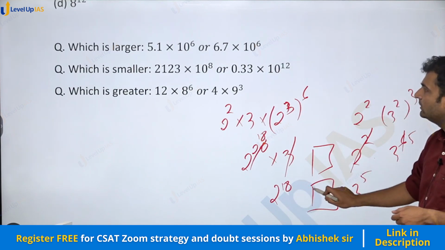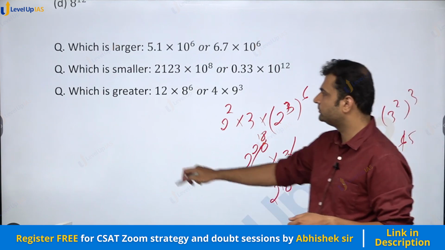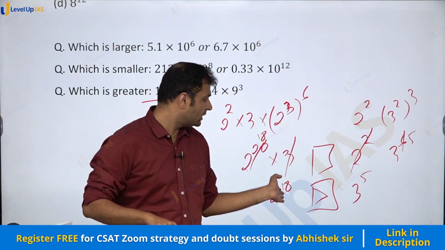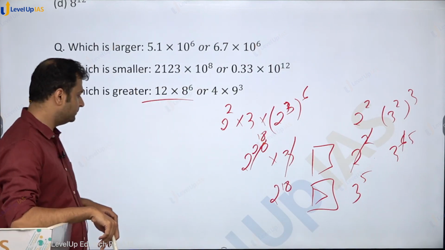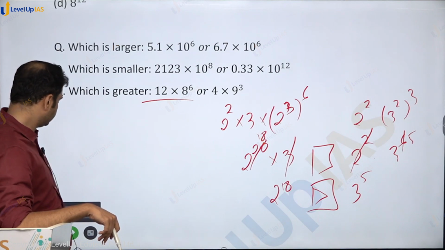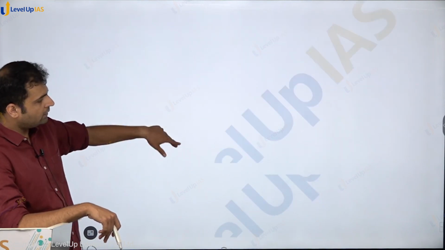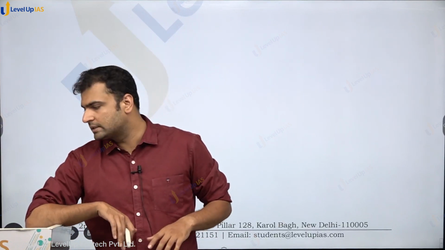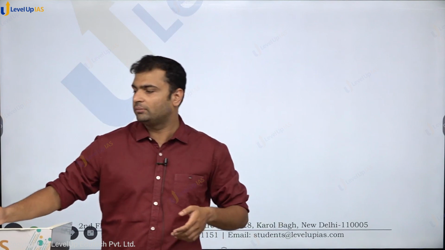Naturally, which is bigger? This is much bigger. I think you don't even need to calculate. It is visible that this number will be very big. Fine. I hope this was helpful. With this, arithmetic is done. This was an extension of arithmetic only.